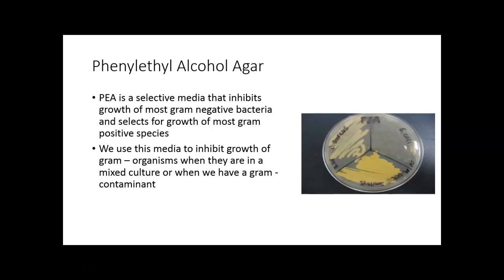We use this media to inhibit the growth of our gram-negative organisms when they are in a mixed culture. So say you are working with your unknown test tubes and you have run a gram stain, and you notice that you have gram-positive bacteria, but there's also some gram-negatives. To inhibit the growth of those gram-negatives and to isolate just the gram-positives, you can place the bacteria on the PEA plate.